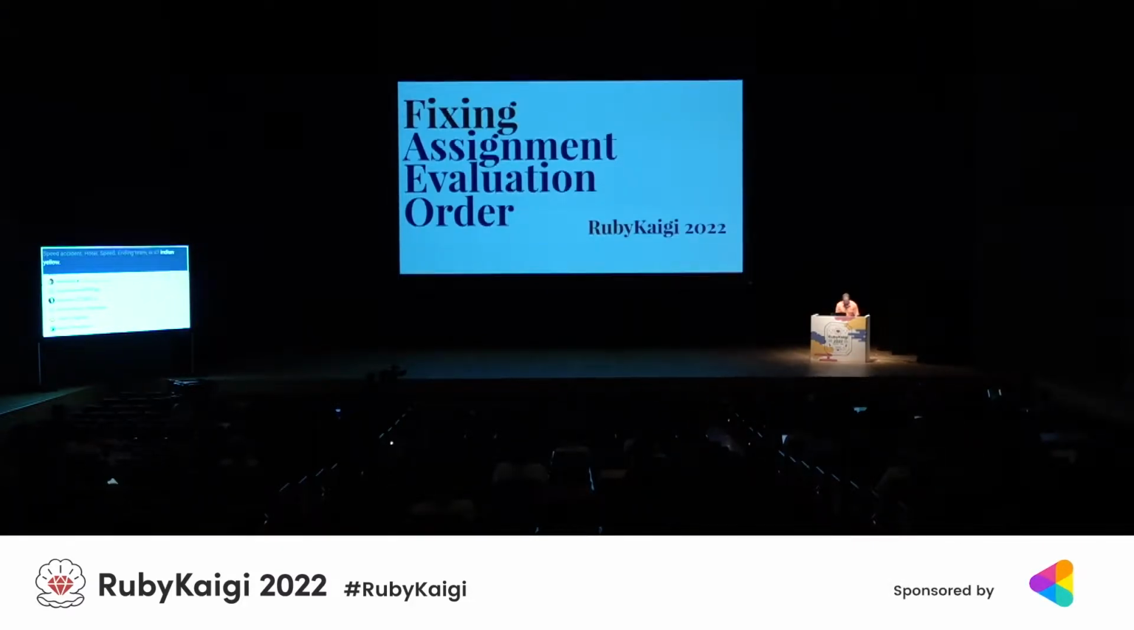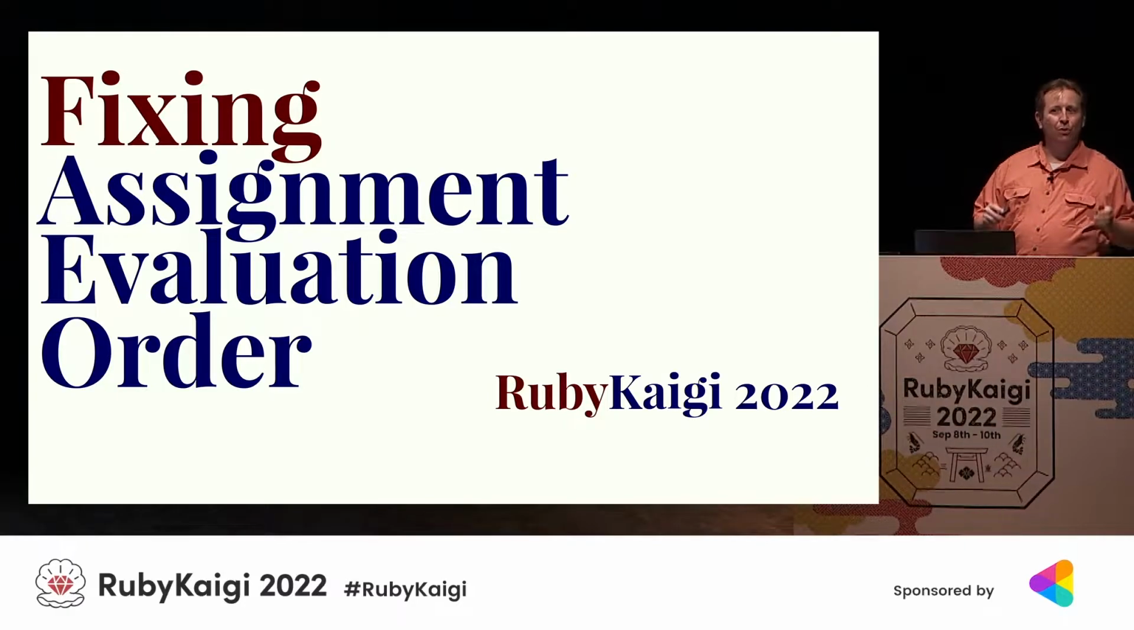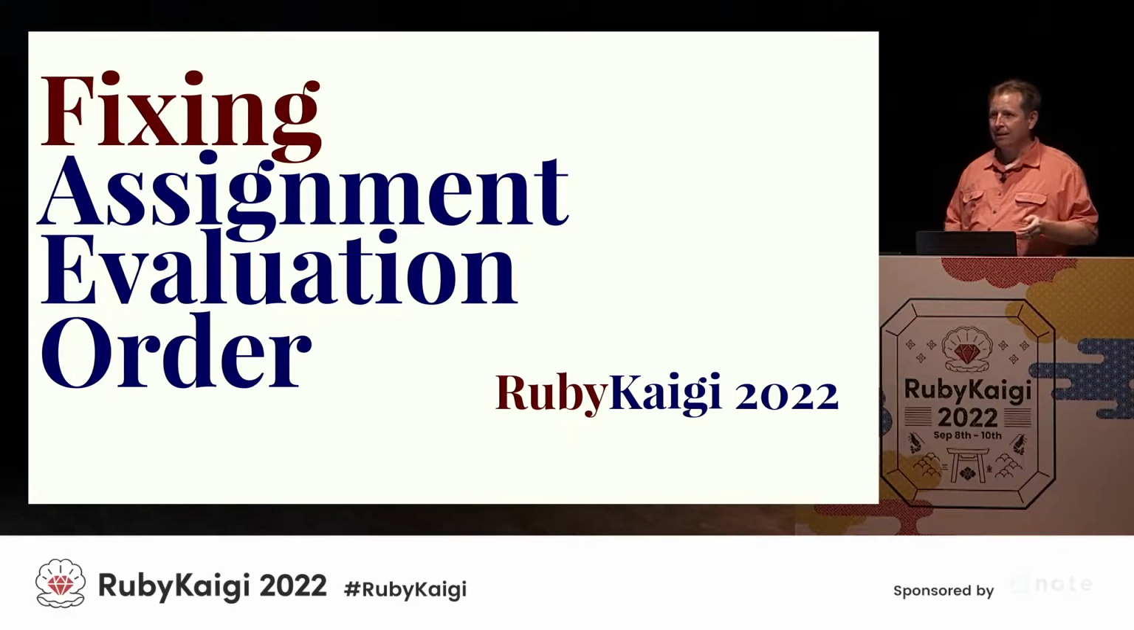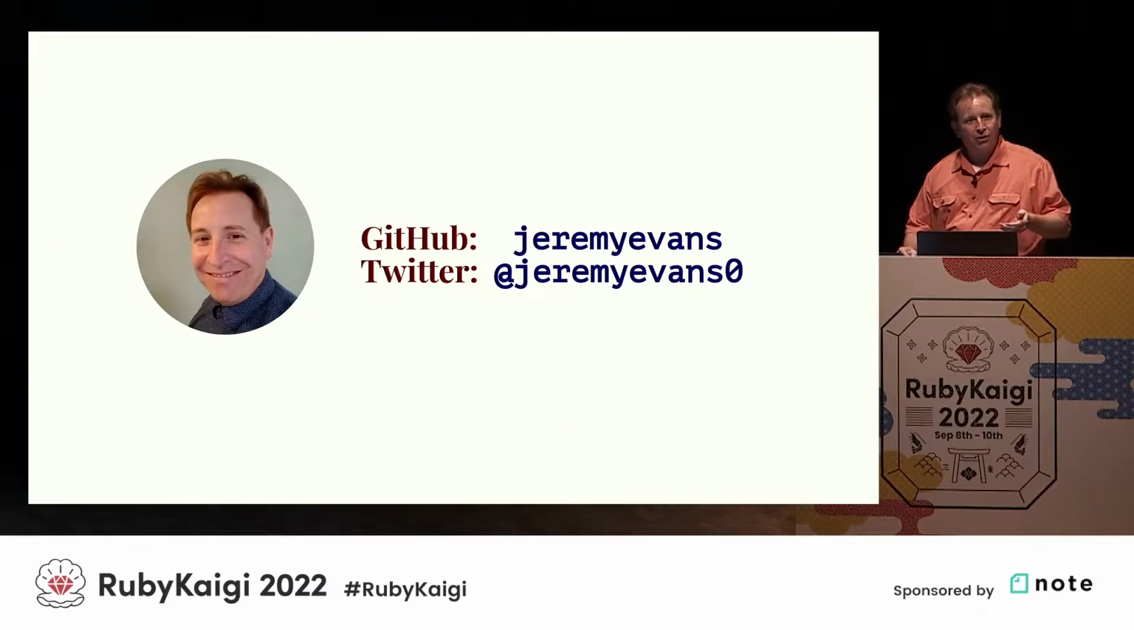I got the notice. All right, in this presentation, I'm going to be discussing assignment evaluation order. I will discuss why assignment evaluation order was inconsistent in older versions of Ruby and how we fixed it in Ruby 3.1 and 3.2. My name is Jeremy Evans.